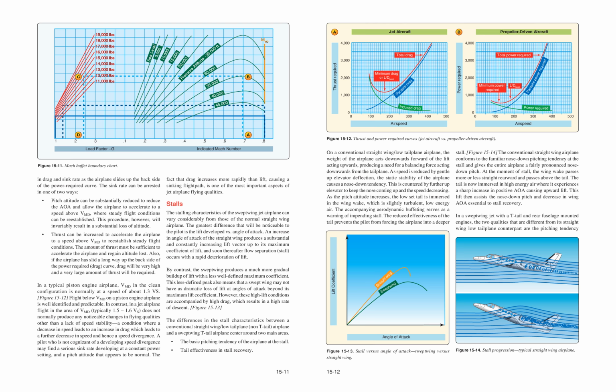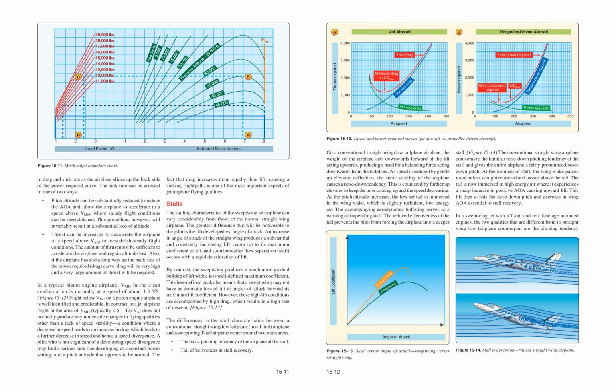A pilot who is not cognizant of a developing speed divergence may find a serious sink rate developing at a constant power setting, and a pitch attitude that appears to be normal. The stalling characteristics of the swept-wing jet airplane can vary considerably from those of the normal straight-wing airplane.